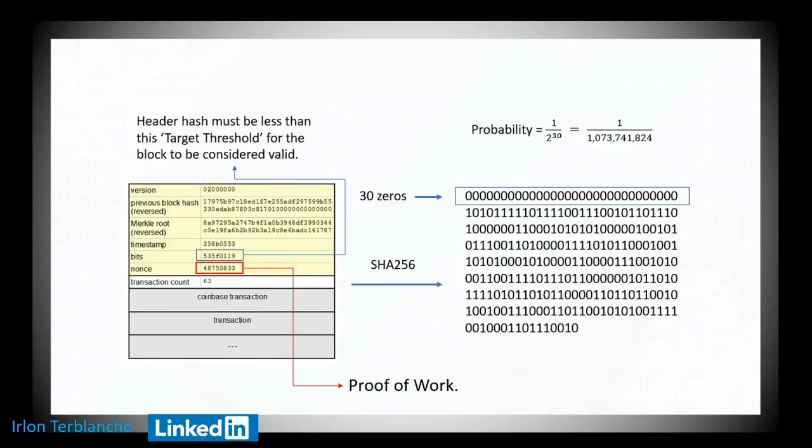The nonce, or the proof of work that the Bitcoin miner was able to find, is very strongly tied to the transactions in that particular block.